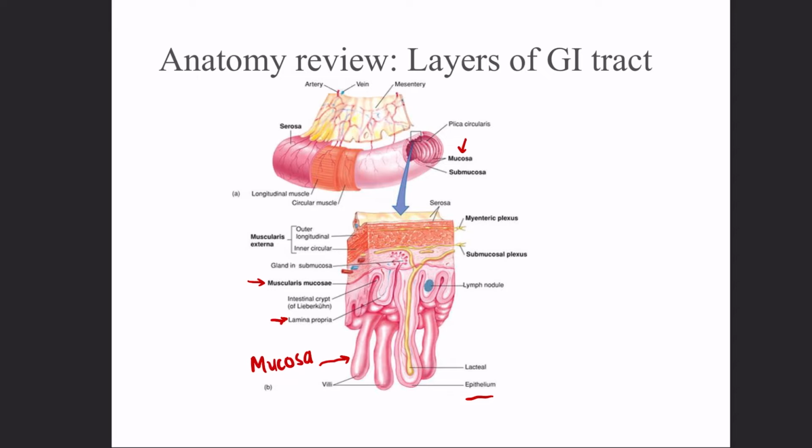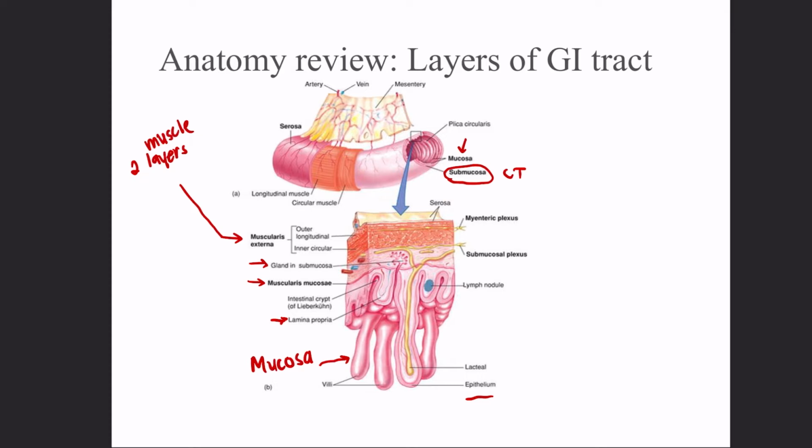Then deep to that, we have a layer called the submucosa. The submucosa is made out of connective tissue, as you can see in this picture right there. You notice there's some glands in here, blood vessels, nerves, maybe lymph vessels. Superficial to that, on the outside of that, we have the muscularis externa layer. This is an important layer. We have two muscle layers in the GI tract. Generally, there are two muscle layers within the muscularis externa.